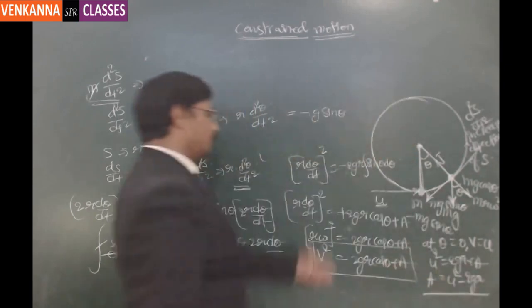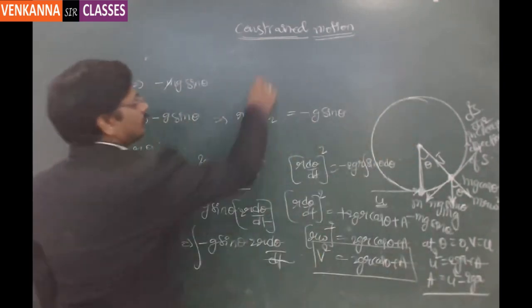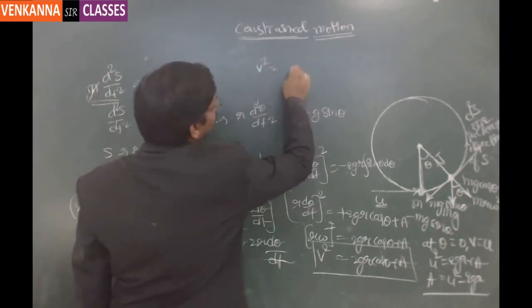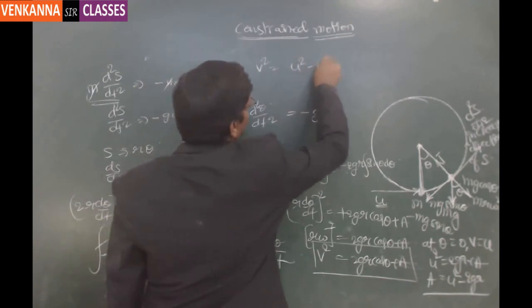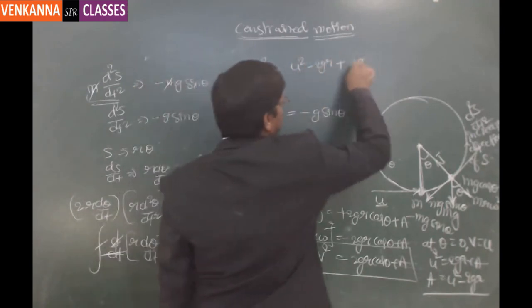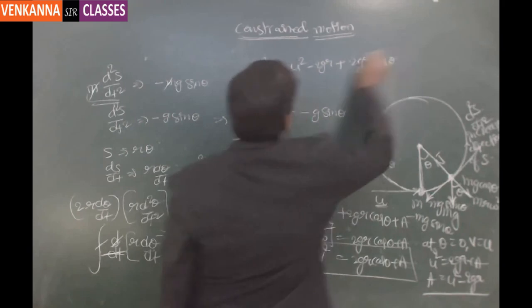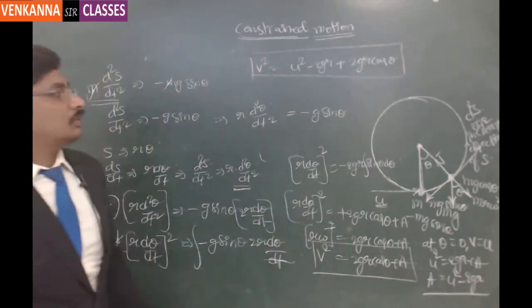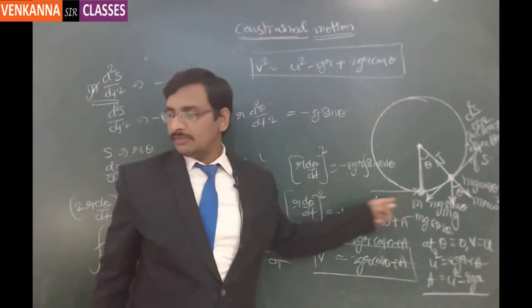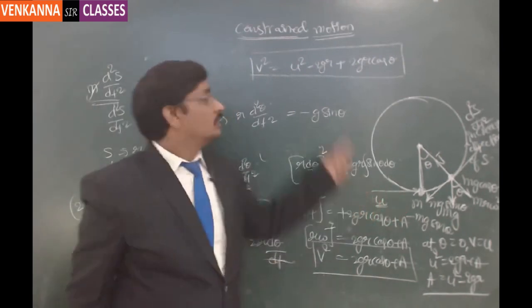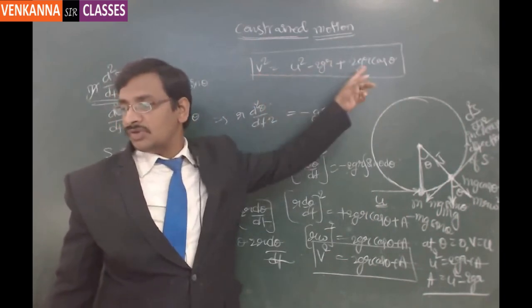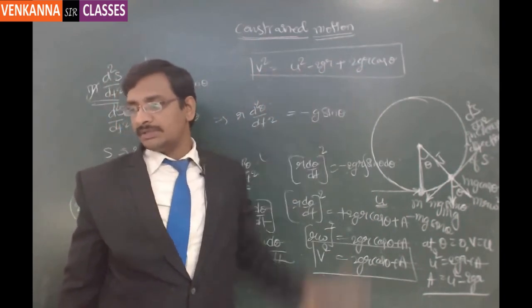And this value you can put back. So v square is equal to u square minus 2gr plus 2gr cos theta. So this is the relation of velocity and angle theta. For a certain velocity that you have given here, the angle theta and the velocity at any instant are going to be related by this relation.